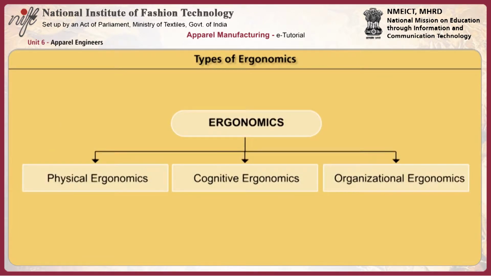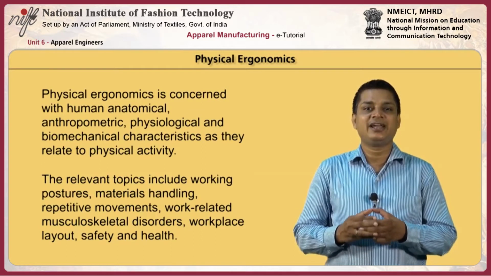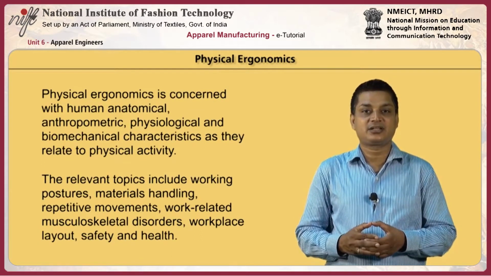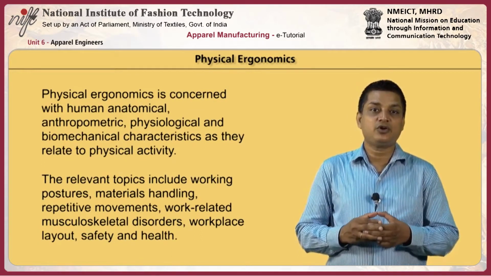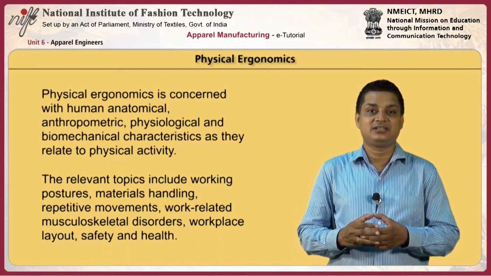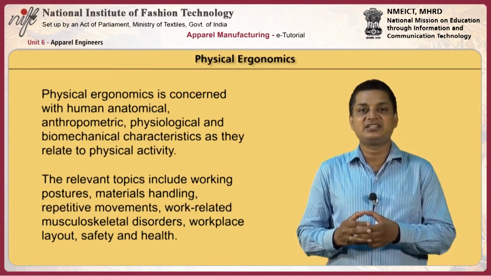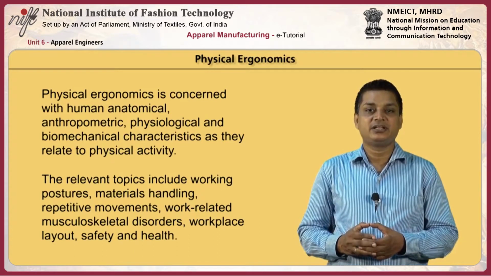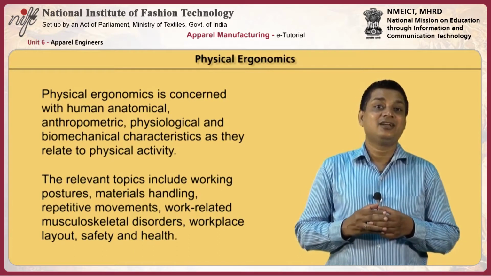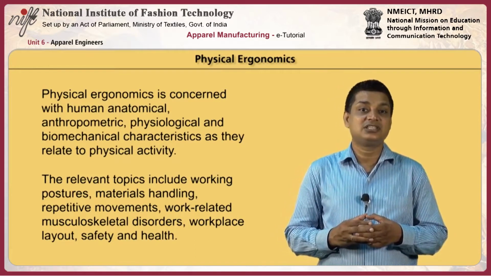There are three types of ergonomics: physical ergonomics, cognitive ergonomics, organizational ergonomics. Physical ergonomics is concerned with human anatomical, anthropometric, physiological and biomechanical characteristics as they relate to physical activity. The relevant topics include working postures, materials handling, repeated movement, work-related musculoskeletal disorders, workplace layout, safety and health.